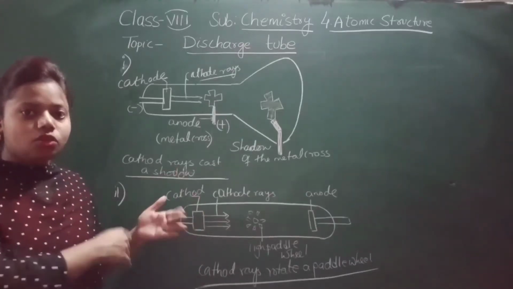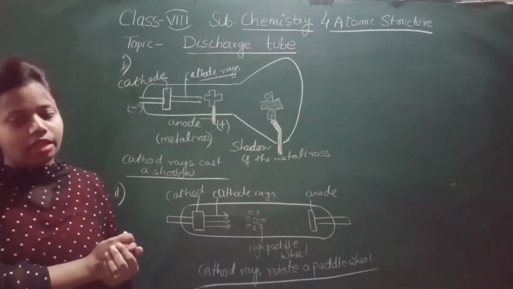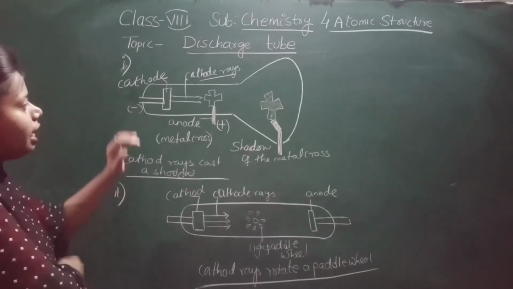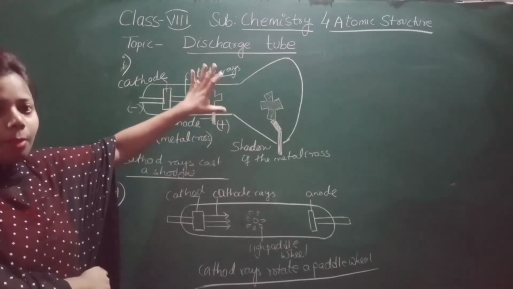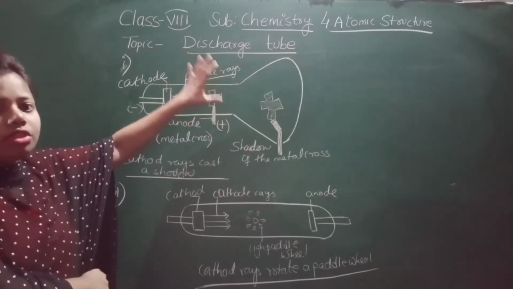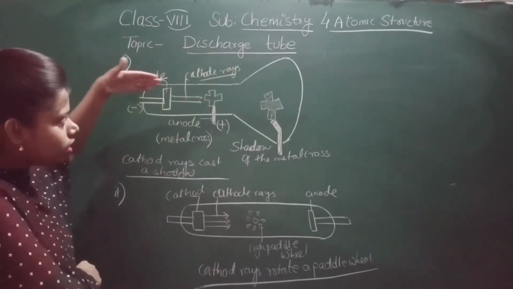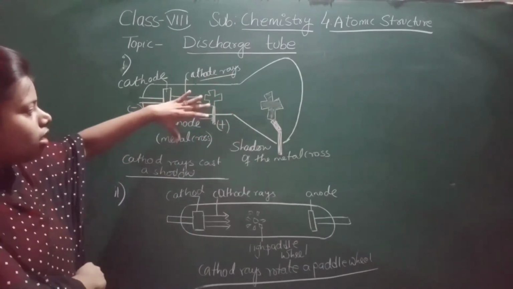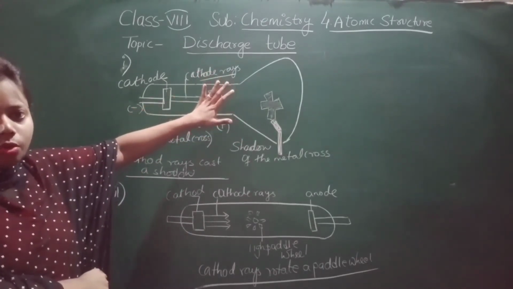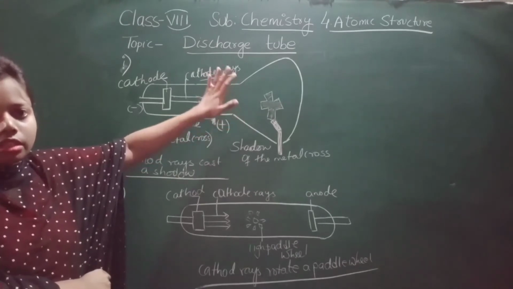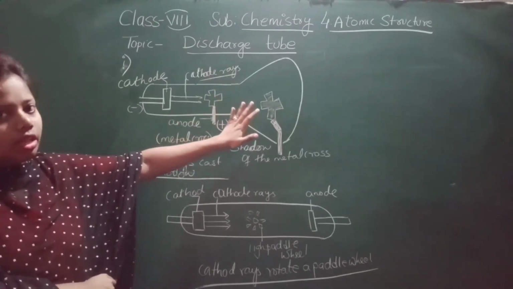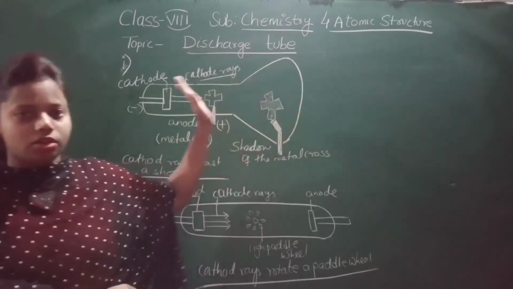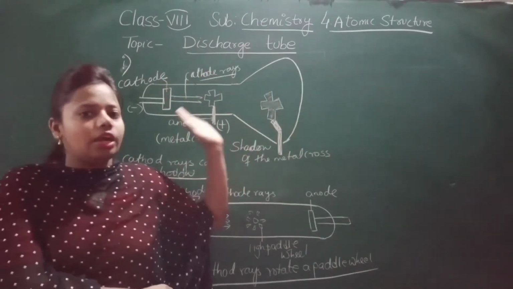Now let us see the two observations of the experiment, or you can say the two natures of the cathode rays. When an object, a metal cross, was kept in the middle of the path where the cathode rays were traveling, what the cathode rays did was that they cast the shadow of this metal cross.